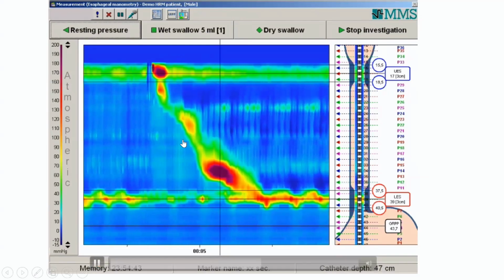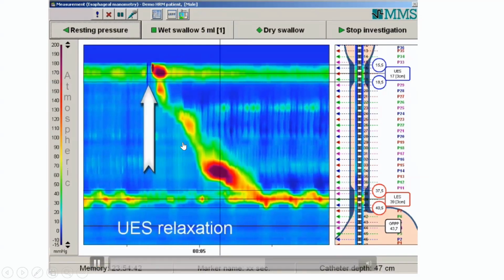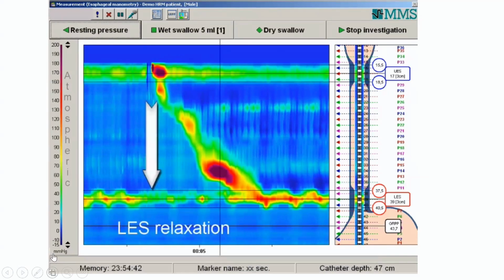Okay, it's very simple. It's simple now because it's a normal swallow.